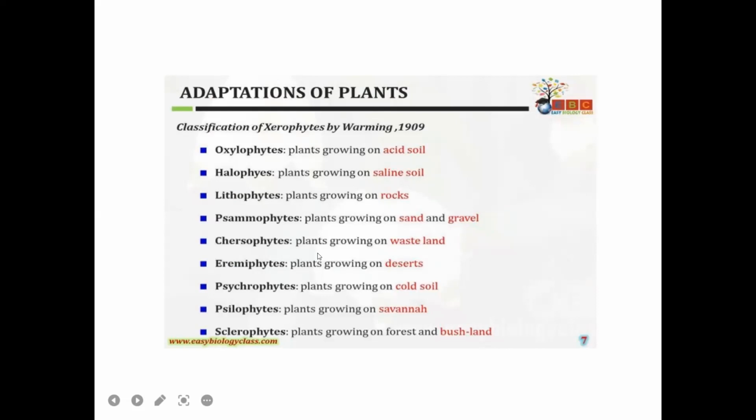Chersophytes are plants growing on wasteland. Eremophytes are plants growing in deserts. Psychrophytes are plants growing on cold soil, at low temperatures. Xylophytes grow on savannas, and sclerophytes are plants growing in forest and bushland.